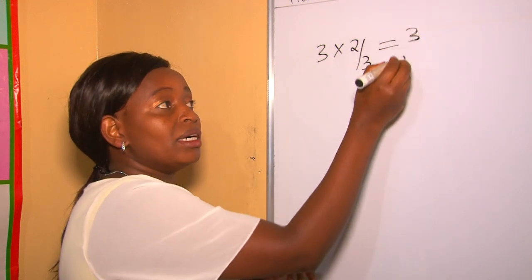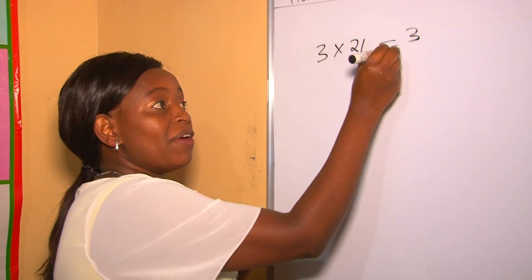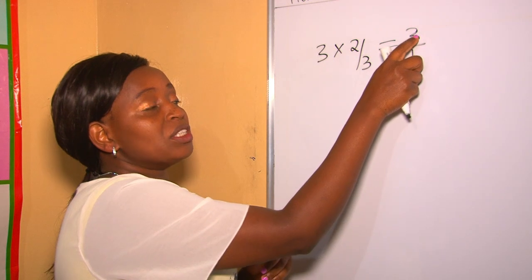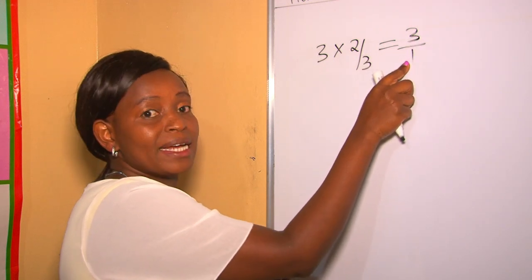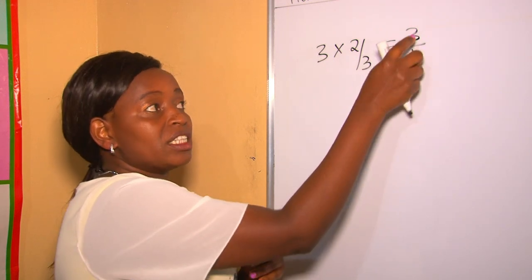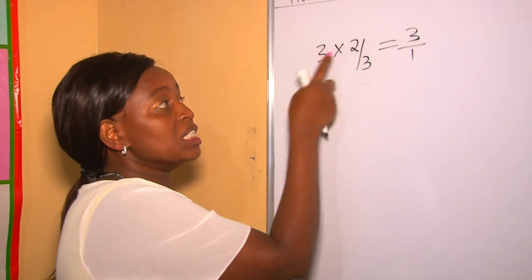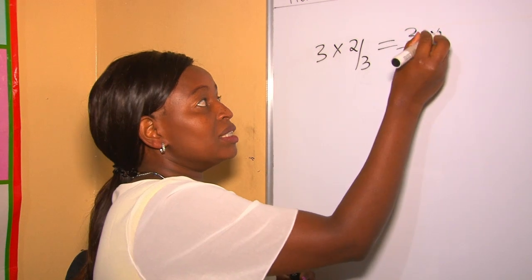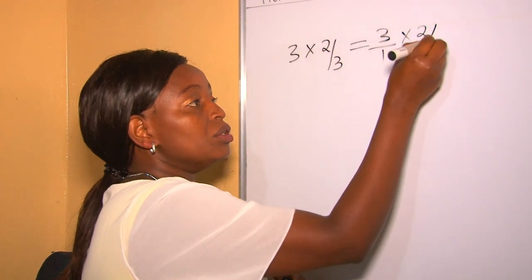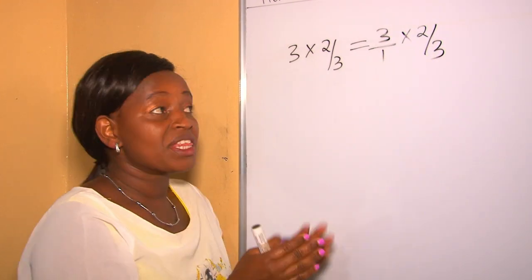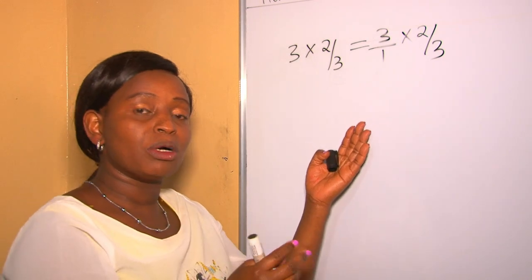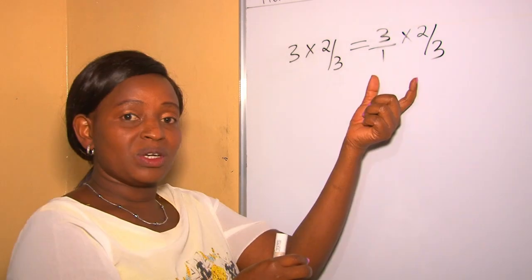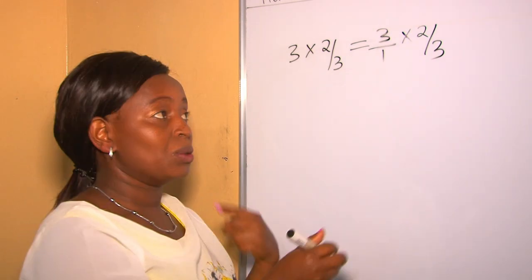Every whole number, or any number divided by 1, is still that number. Therefore, if we put 3 with the denominator 1, it means 3 divided by 1, which is still 3. And now we add the other part, multiplied by 2 out of 3. With this, we have gone back to the concept of multiplying a fraction by a fraction. This concept we did in our previous lesson.